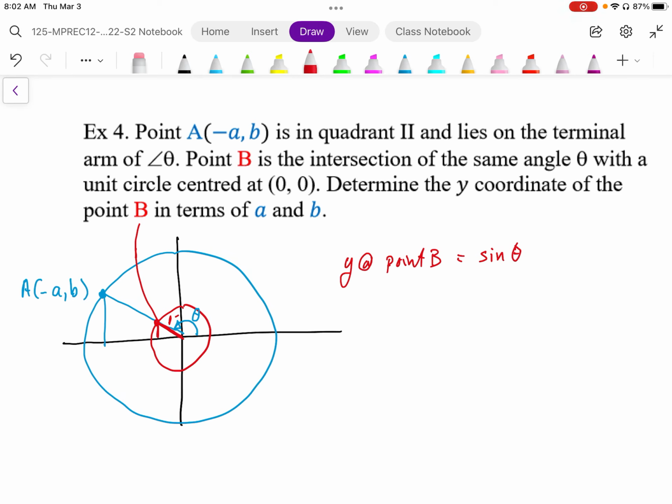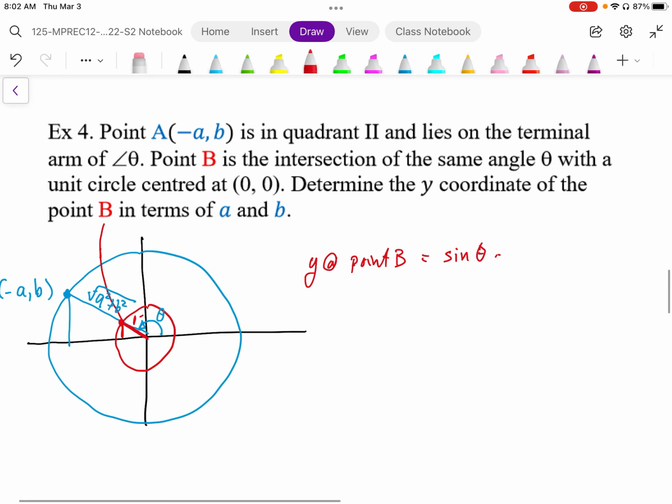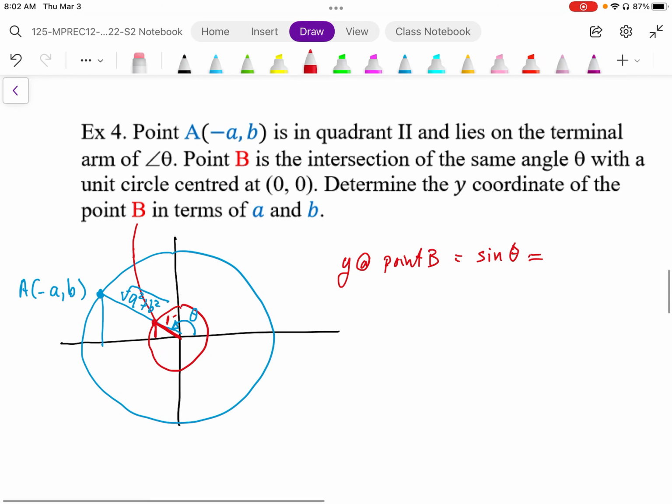So all I need to do then is find the length of that hypotenuse of the blue triangle. Well, I use Pythagoras to do that. It's going to be the square root of a squared plus b squared. And so the ratio sine theta is going to be b over the square root of a squared plus b squared. And that represents then the y positioning of point B. So this equality of the y position on the unit circle being the same as sine is very useful, because all this question really is asking is, what is a sine value?